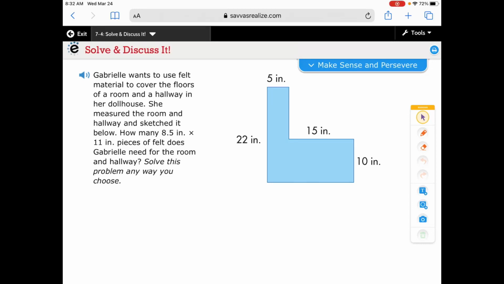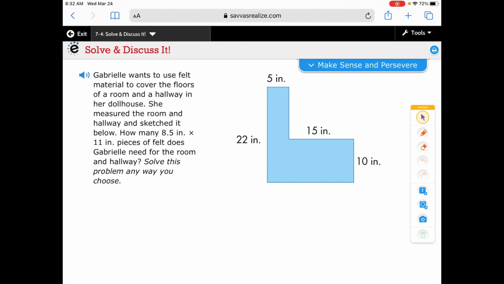All right, let's turn to page 419 to look at the solve and discuss it. It says Gabrielle wants to use felt material to cover the floors of a room in a hallway in her dollhouse. She measures the room and hallway and sketched it below. How many 8.5 by 11 pieces of felt does Gabrielle need for the room? Solve this any way you choose.